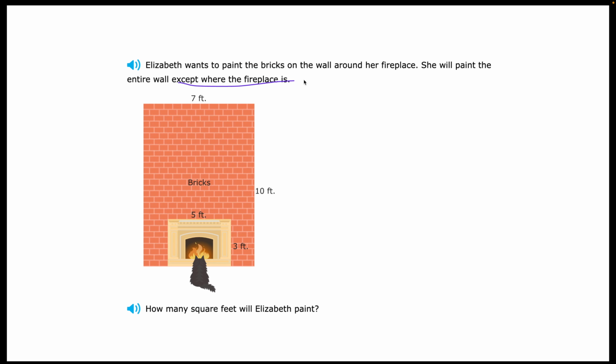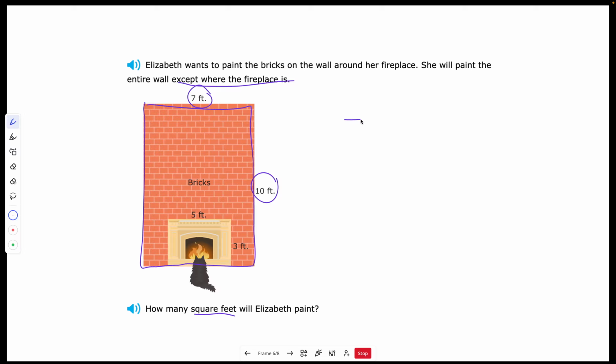So we're talking about painting the inside of a shape here, so we know it's going to be area. Also, it says square feet, so that's a hint that we're also looking at area. So what we're going to do is, let's first look at the entire wall, including the fireplace. So that would be a 7 by 10 rectangle. Area is 7 times 10, which is 70 square feet. So that's everything, including the fireplace.